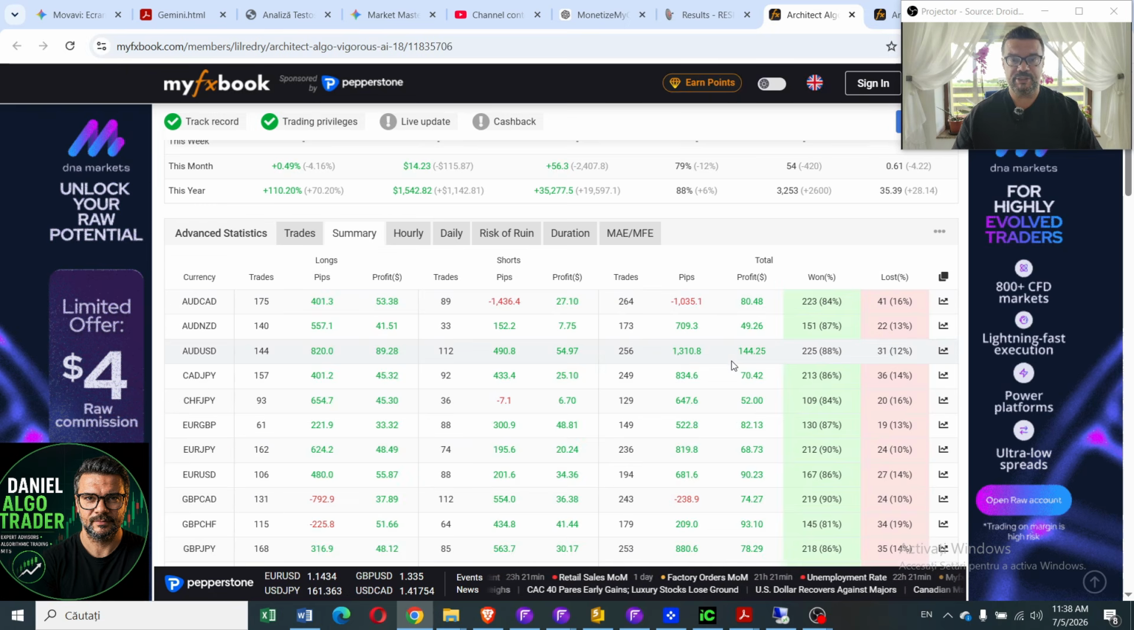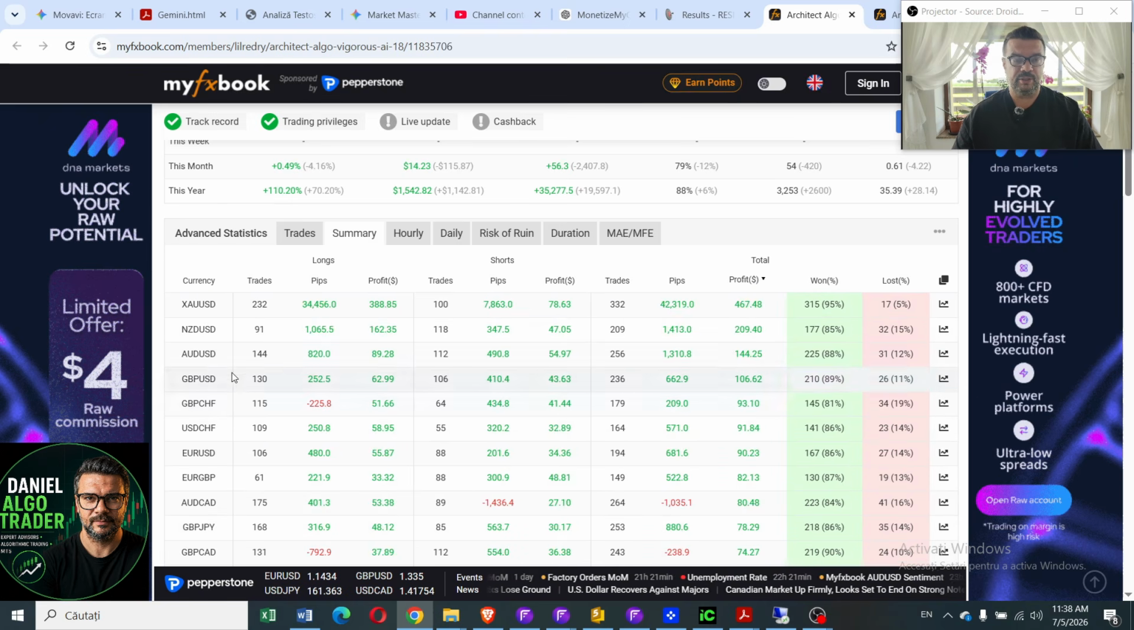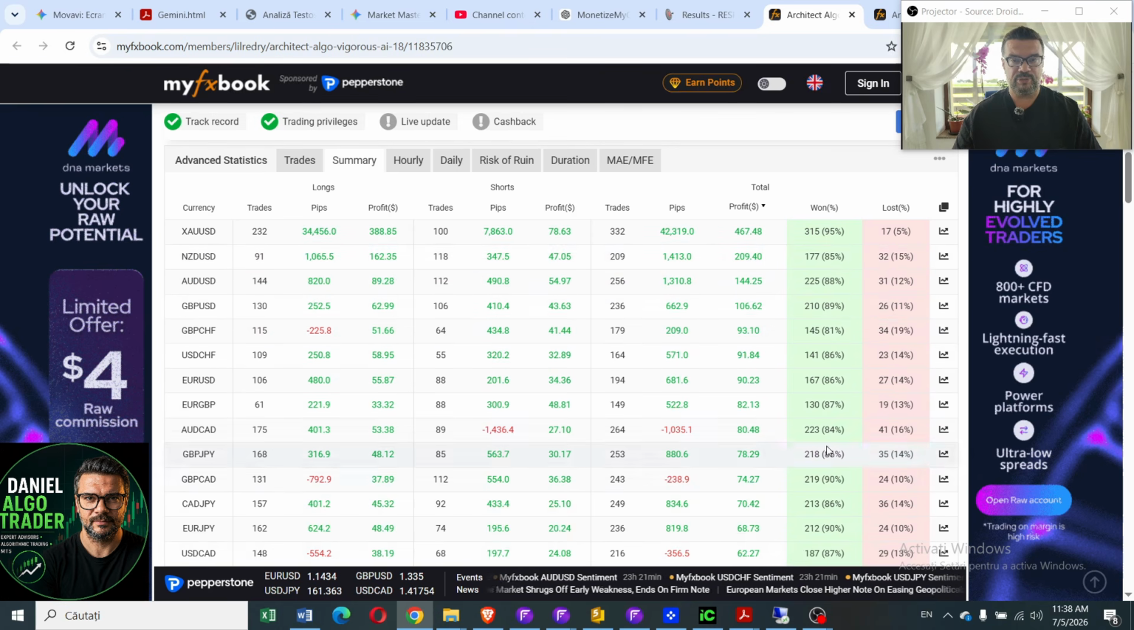And here you can see all the pairs that this AI is trading. Again, gold being the most profitable one, but also the New Zealand dollar USD was actually very profitable, Australian dollar USD, and so on. Most of them being extremely profitable, and you can see also the winning percentage here.